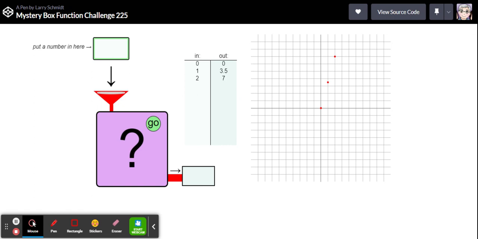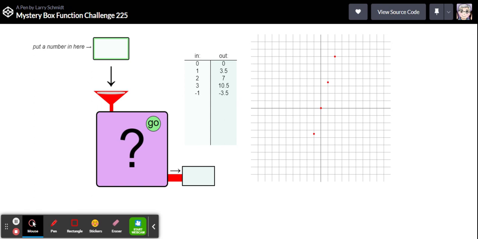Let's see if that continues by putting in a 3. We should get 10.5, so it'll be off the graph. Okay, that is 10.5. So far we've got something that looks linear. So I'm thinking this either is linear, it is a line, or maybe it's an absolute value function and it's going to turn sharply at some point and go in the other direction. So let's put some negative numbers in here, see if it turns over on the left.